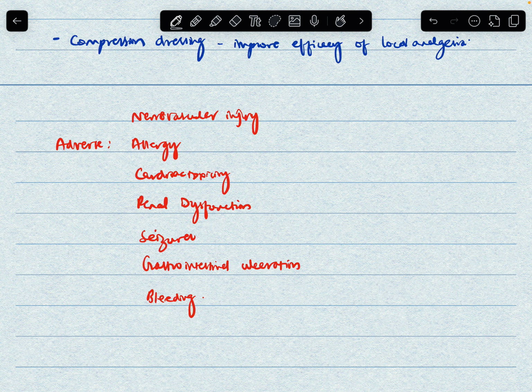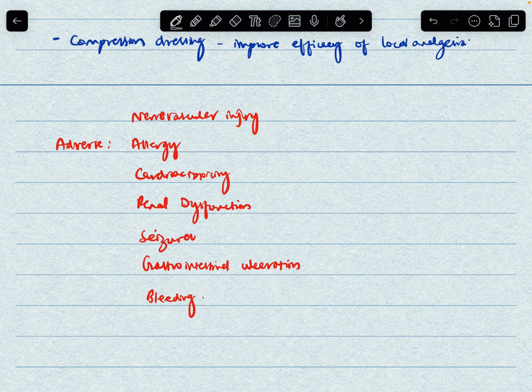And one may also injure the peroneal nerve when giving the lateral periosteal injections, and there can also be adverse effects related to the drugs. There can be allergy to any of the components of these drugs, and sometimes these local anesthesia drugs, when given in high doses, can also cause cardiac toxicity, renal dysfunction, seizures, gastrointestinal ulcerations and bleeding as well. So these are some of the adverse effects that can be seen with these local infiltrations.